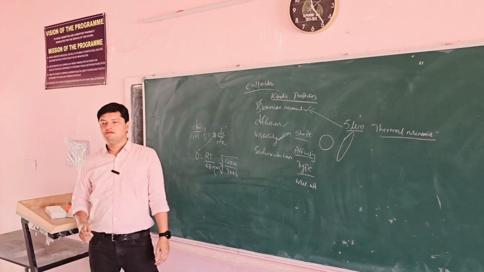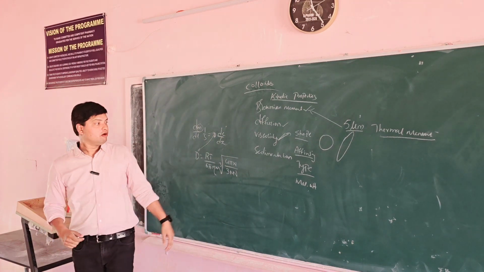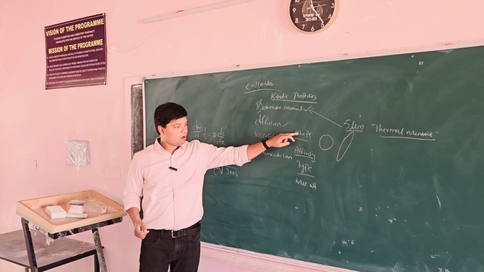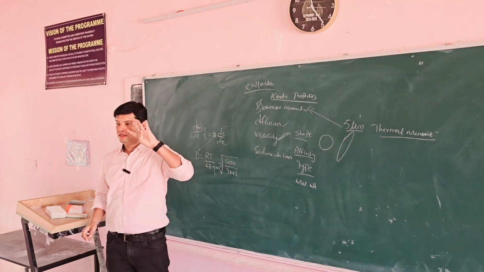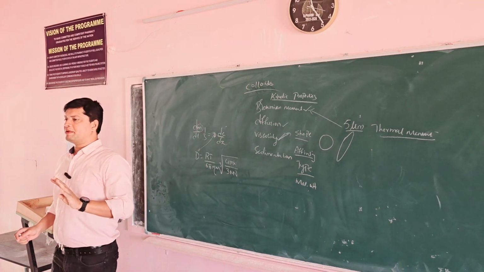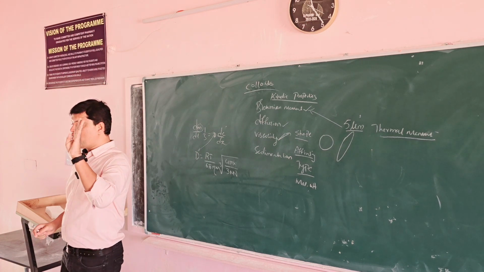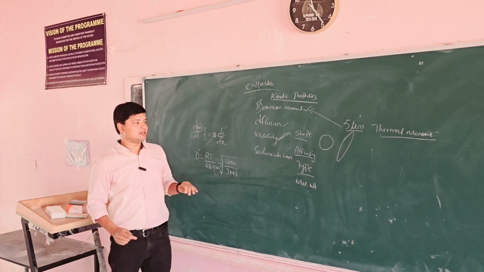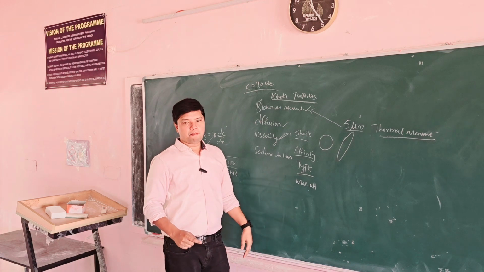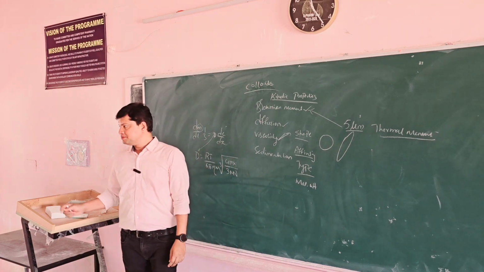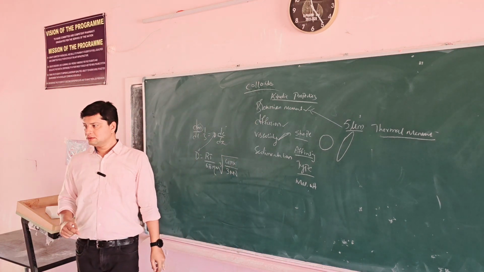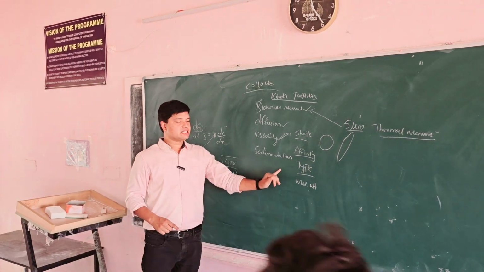Molecular weight is more, viscosity is more. So from viscosity you can predict four properties. From viscosity, a kinetic property, you can calculate four properties of colloids: shape, affinity, type and molecular weight. Then sedimentation.